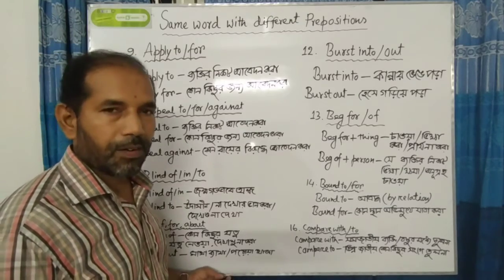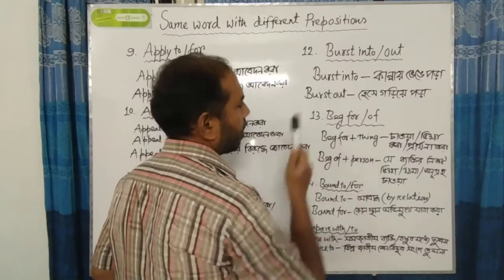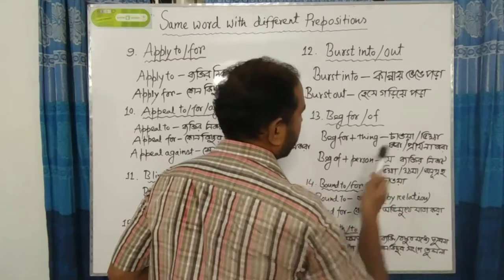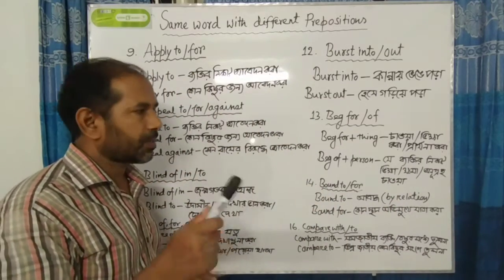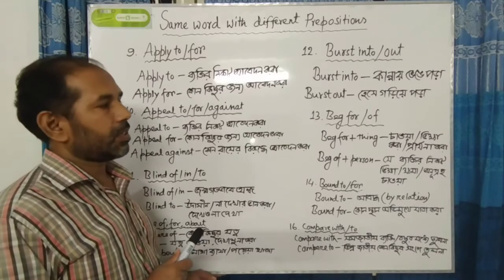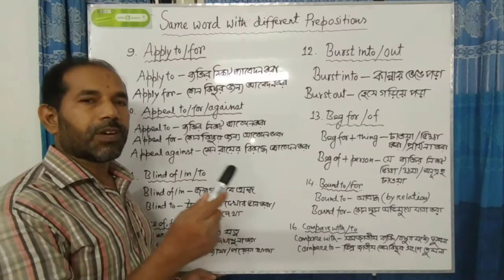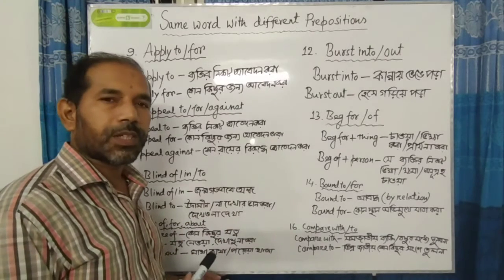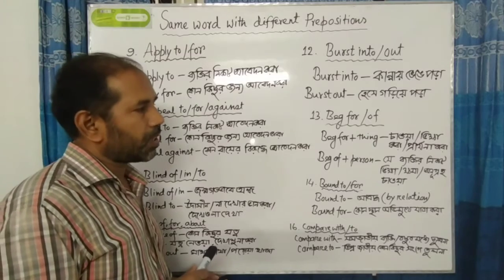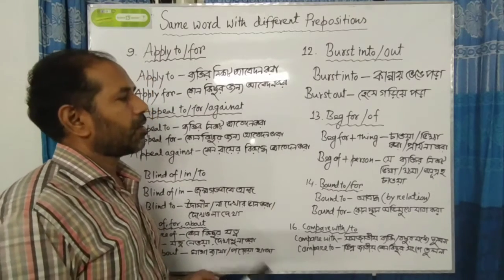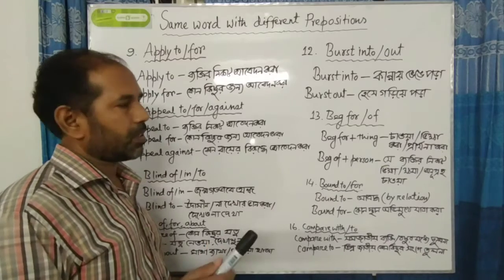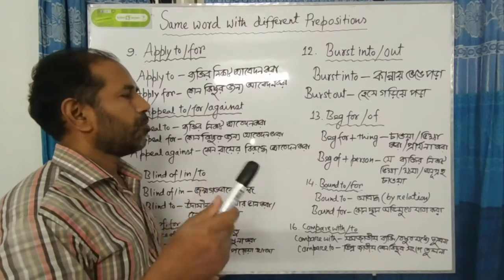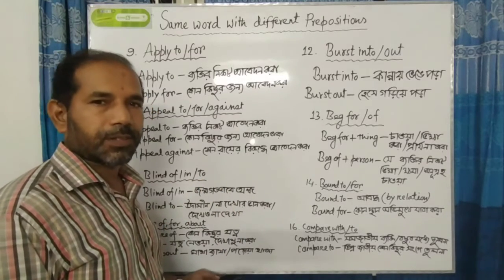Now, dear students, we have to go to number 13. Beg for, beg of. Beg for plus thing. Beg for means ভিক্ষা করা, প্রার্থনা করা. That is to say, if anybody wants anything from anyone, we have to use beg for before that thing. Beg for a thing. For example, we beg for the mercy of Allah.